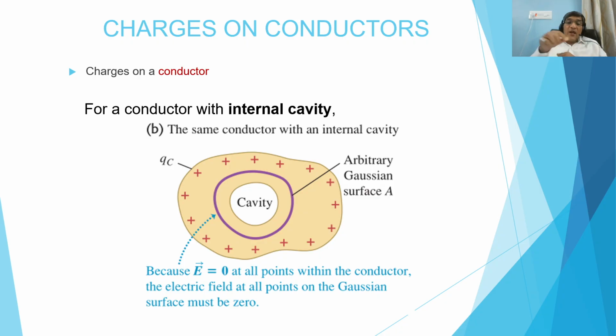But inside the cavity, we have to draw the Gaussian surface which is applicable only inside the cavity, and the electric field comes out. But as we move outside the cavity but inside the conductor, then in all conditions the electric field is always zero. We have mentioned here that the electric field is zero at all points within the conductor, and the electric field at all points on the Gaussian surface must be zero. So if we draw the Gaussian surface inside the conductor, then the electric field is zero, no doubt.